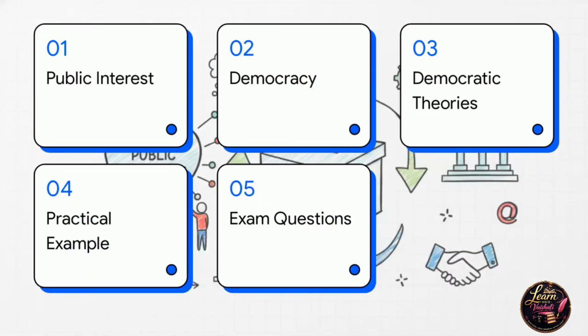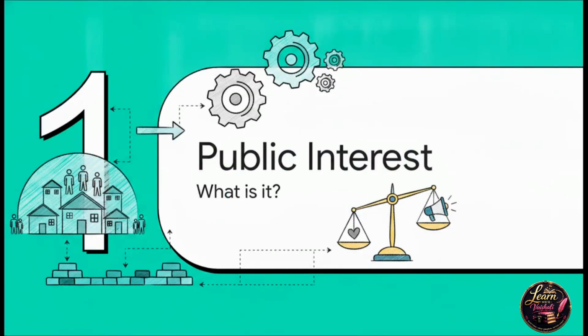Here is our quick roadmap for today's session. We're going to cover public interest, democracy, 3 major democratic theories, a super relatable practical example, and then we'll wrap the whole thing up with the exact summary and exam questions you need to know. All right, kicking things off with Section 1, what exactly is public interest?